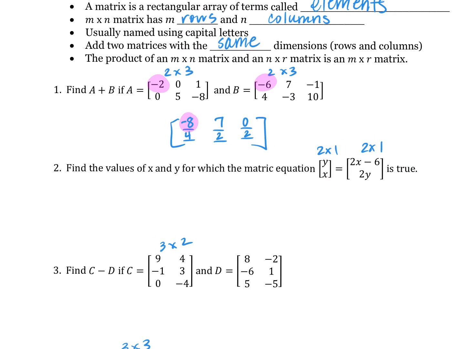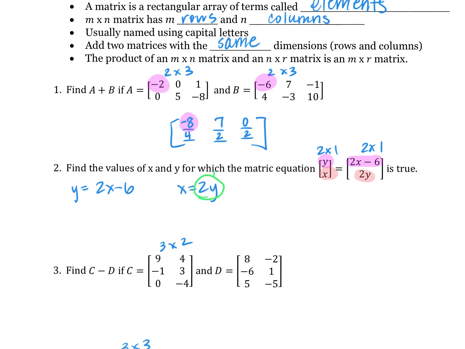Okay. I'm going to skip this little fun fact because we're going to do that in a second. This one says find the values for x and y which make this matrix equal to that matrix. So you're like, okay, if these are equal and they're the same dimensions, anything on the top equals the other thing on the top. So we could go ahead and say y equals 2x minus 6. What would the other one be? X equals 2y. Now, is that the same as a system of equations? Could I solve that? Yeah.